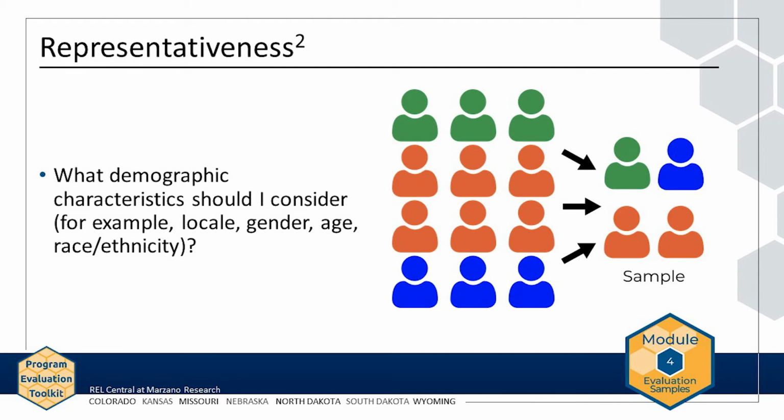Choosing which characteristic or characteristics to prioritize when sampling depends on what evaluation questions you want to answer. If you want to ensure representativeness with respect to many characteristics, you may need a larger sample size, or you may need to prioritize certain characteristics over others.